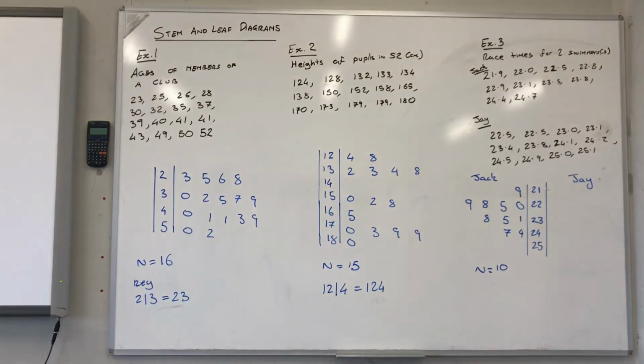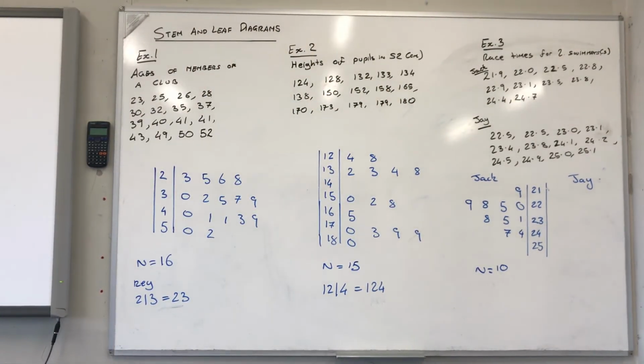So there for Jack's swimming times, I am having to read and do it in reverse, so right to left, but hopefully you can see what I mean, that 21 and that 9 stands for 21.9, 22 and the 0 stands for 22.0, 22 and the 5 stands for 22.5, and then I've got the n equals 10 at the bottom, and then I will do the key at the end, once I've done J's times.